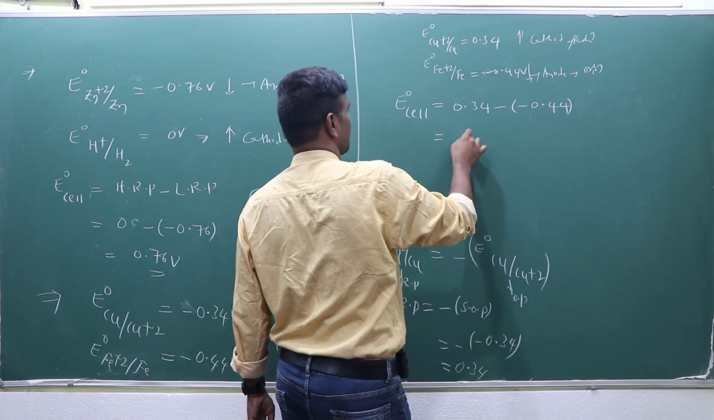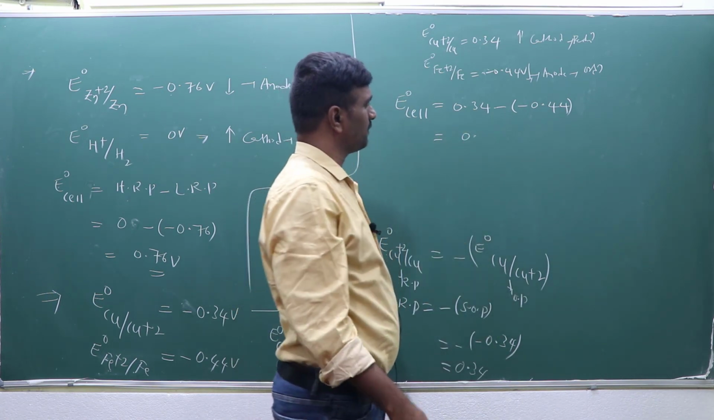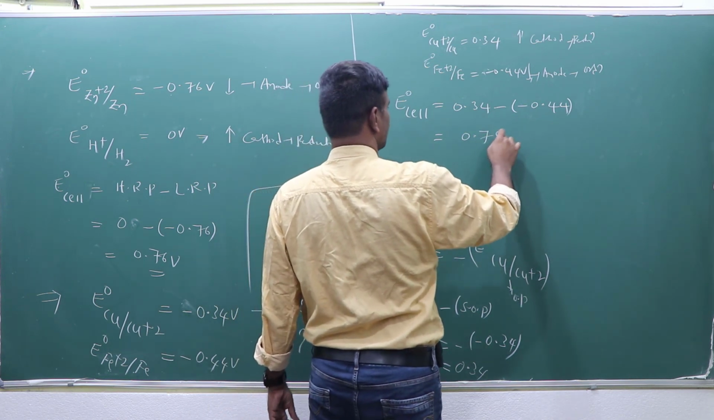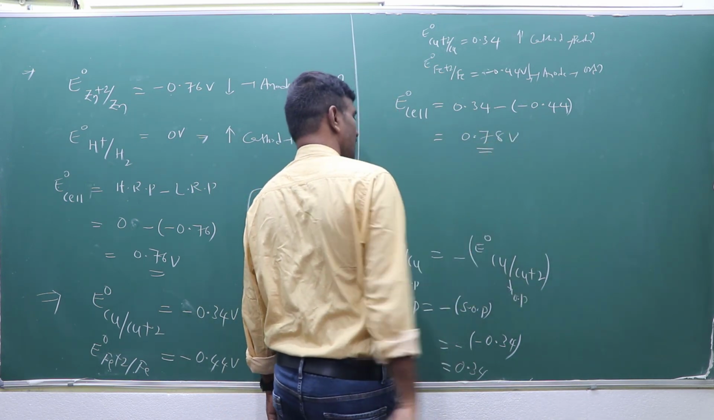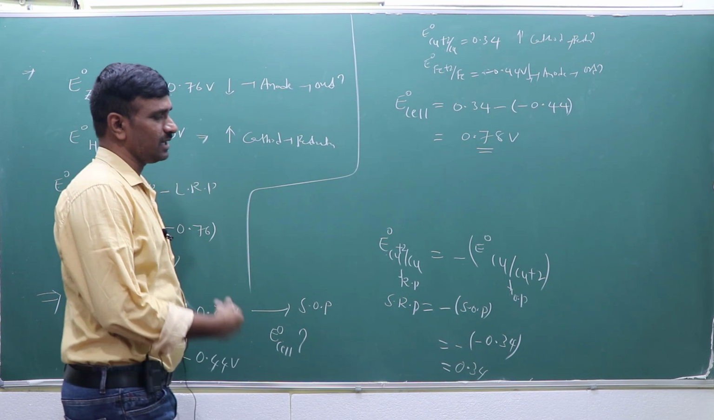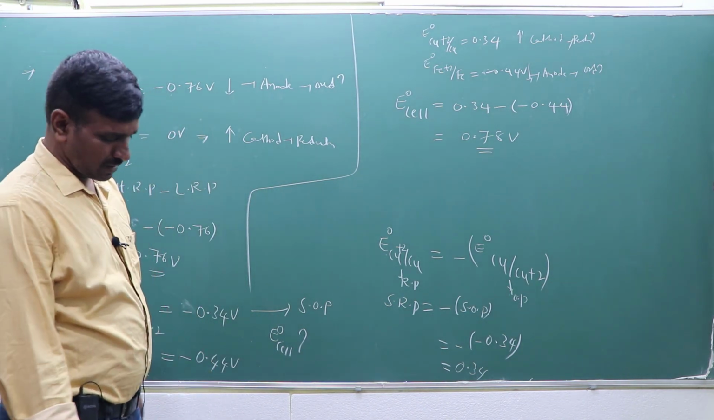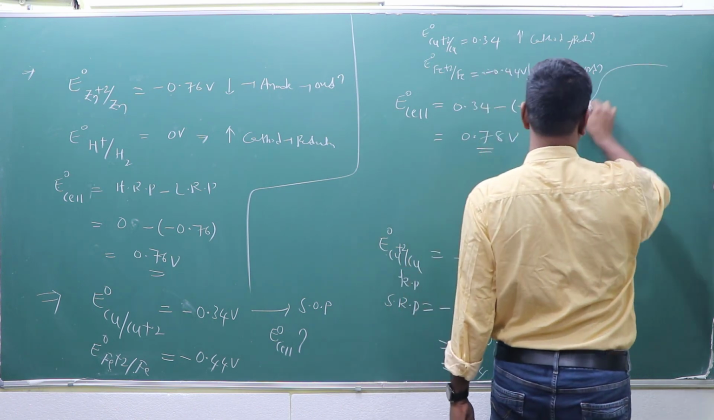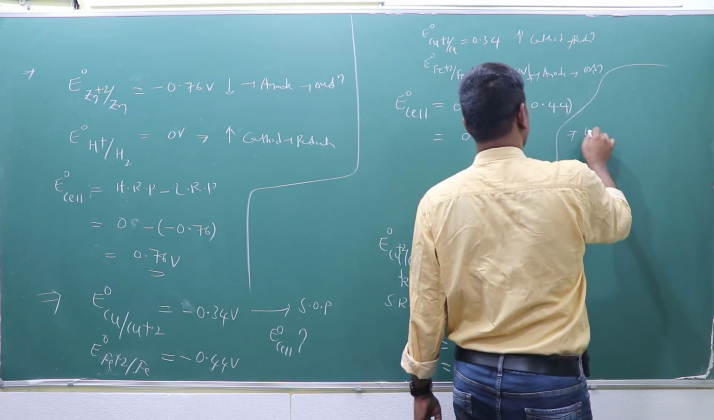How much is it there? 0.34 plus 0.74 is 0.78 volts. Like this it may be there. Alright. And one more, a similar type of example.